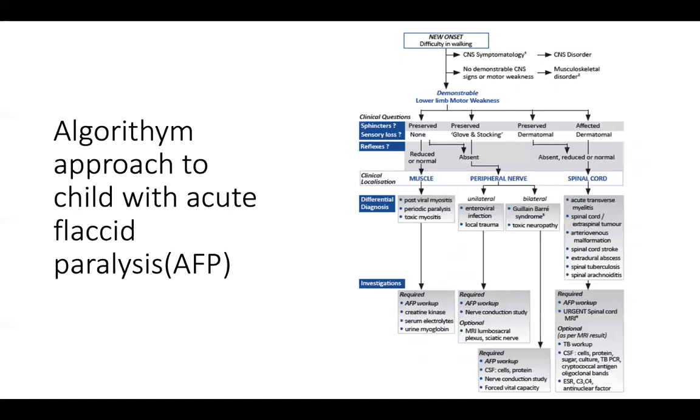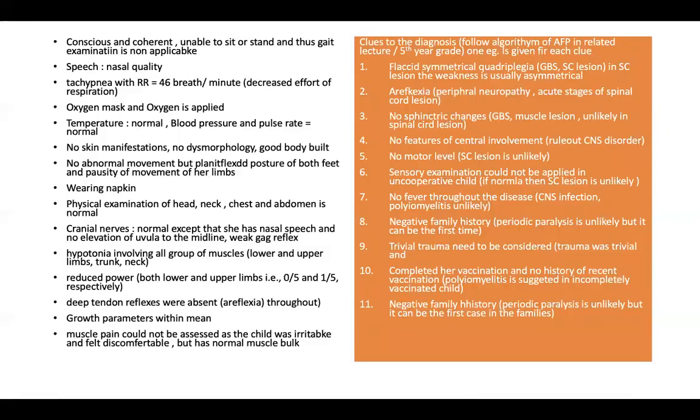The child has acute onset, everything happened within 48 to 72 hours. Flaccid, she was hypotonic and she was quadriplegic. So she had acute flaccid paralysis. According to this approach, the problem or the localization is in the peripheral nerve. In the peripheral nerves, it is bilateral, so we are talking about Guillain-Barré syndrome or toxic neuropathy. There is no history of toxin or a drug exposure, so Guillain-Barré is more likely.